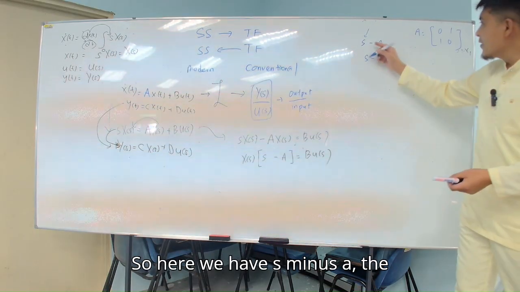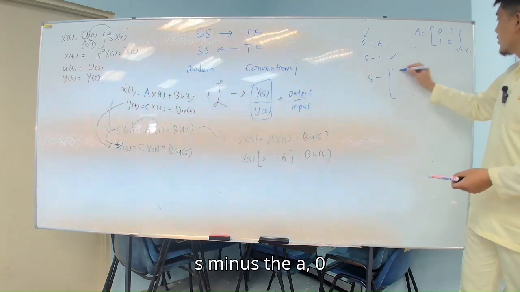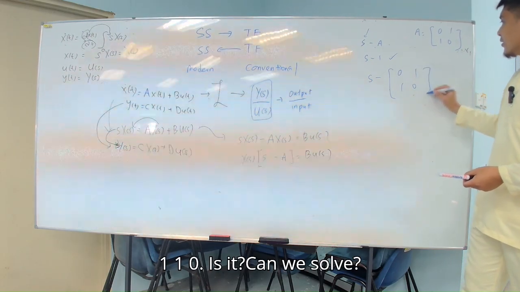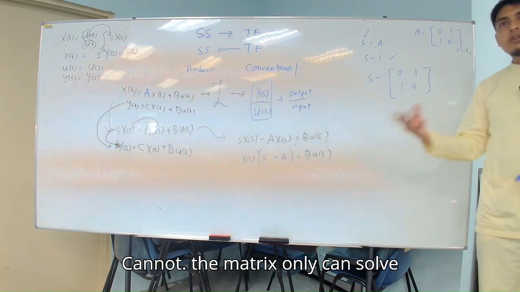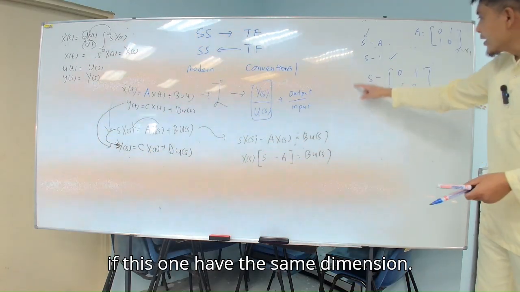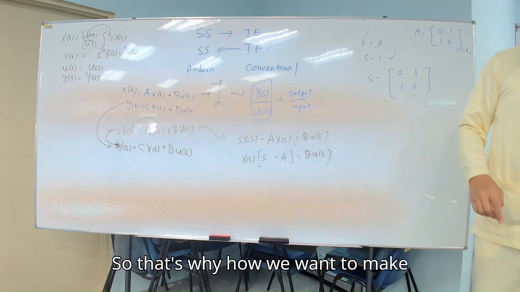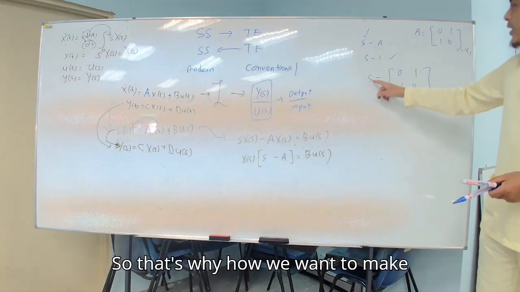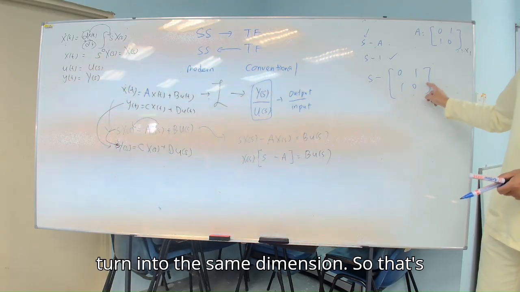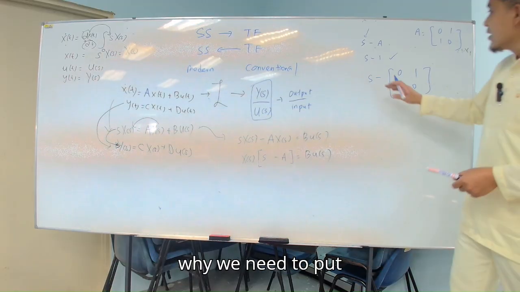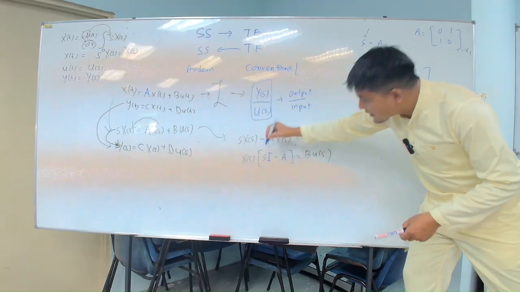So here we have S minus A, the S minus the A, 0, 1, 1, 0. Can it be solved? Cannot. The matrix can only be solved if they have the same dimension. Okay? So that's why we want to make sure this S can turn into the same dimension. So that's why we need to put this one identity.